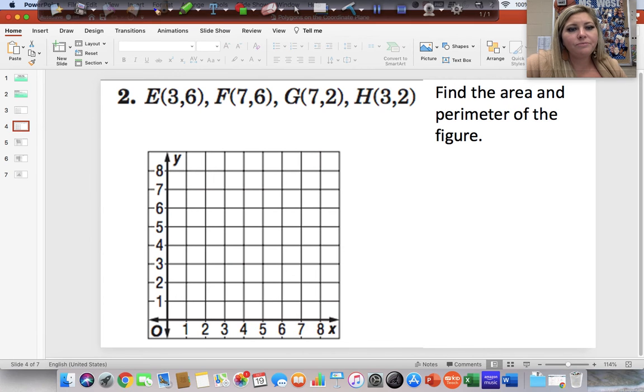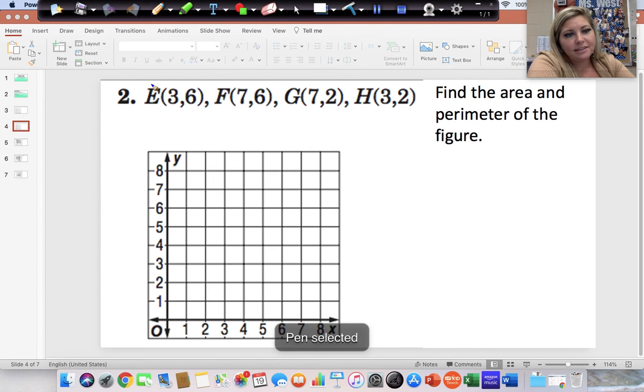Okay, number 2, we're going to again graph these coordinates. So E is at 3, 6, so we're going to go to positive 3 up to positive 6. F is at 7, 6, so we're going to go over to 7 up to positive 6. G is at positive 7, positive 2, and H is at positive 3, positive 2.